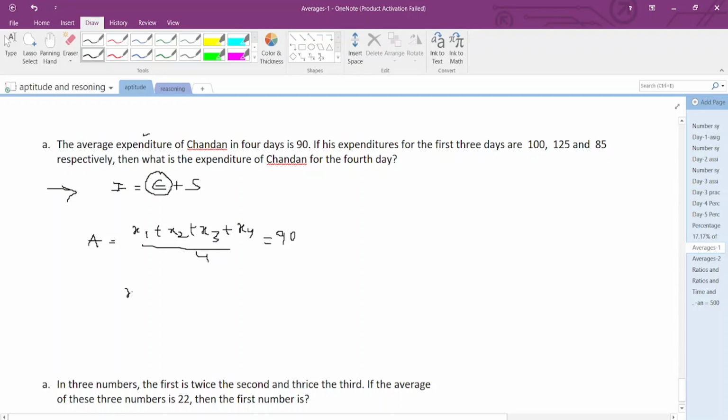సో నౌ విత్ దిస్ యూ కెన్ గెట్ ది సమ్ ఆఫ్ items, రైట్? x1 plus x2 plus x3 plus x4 is equal to 90 into 4, which means you can directly solve. Okay, so ఇక్కడ వరకు అయితే నోట్ చేసుకున్నాం.